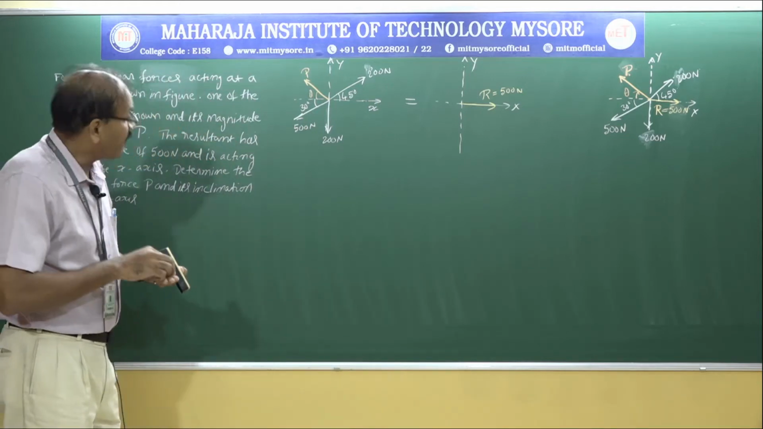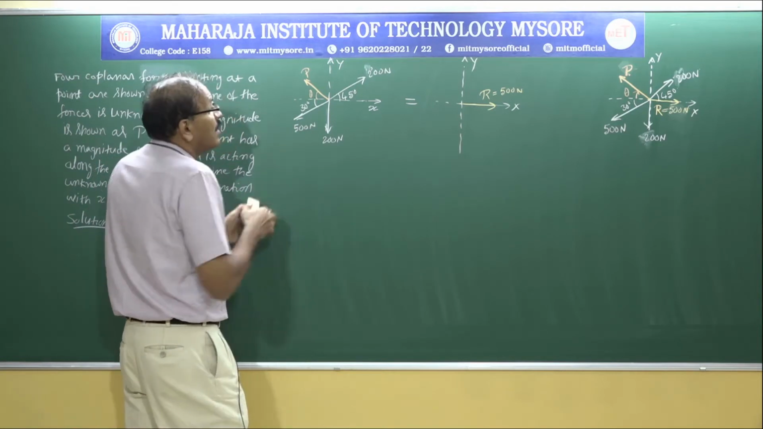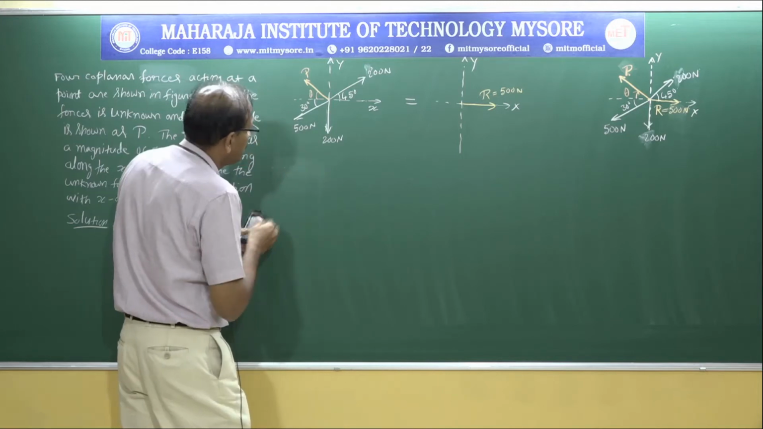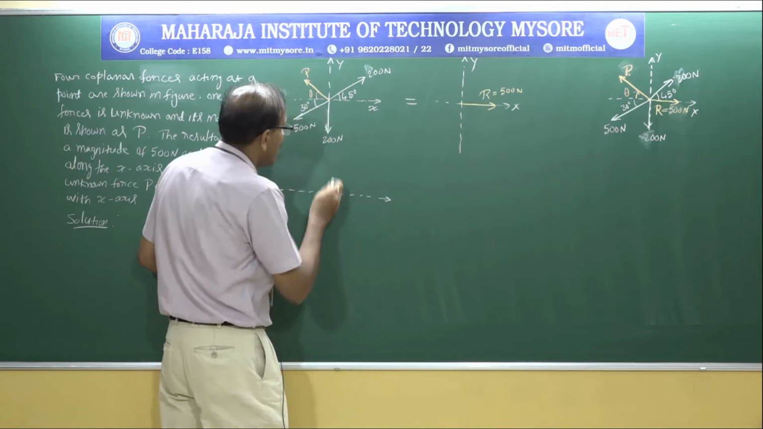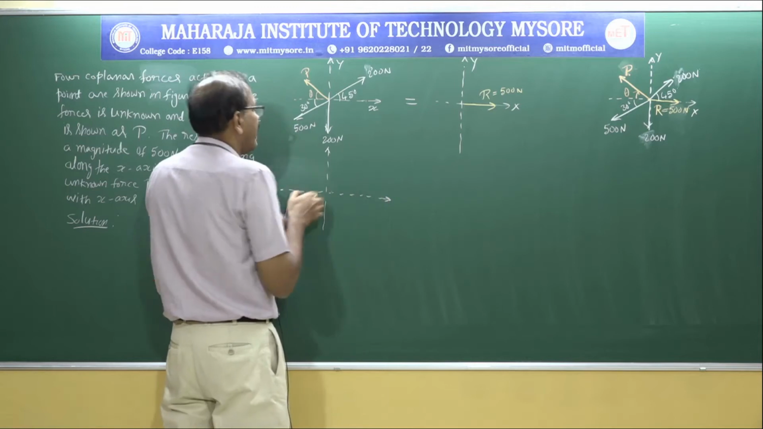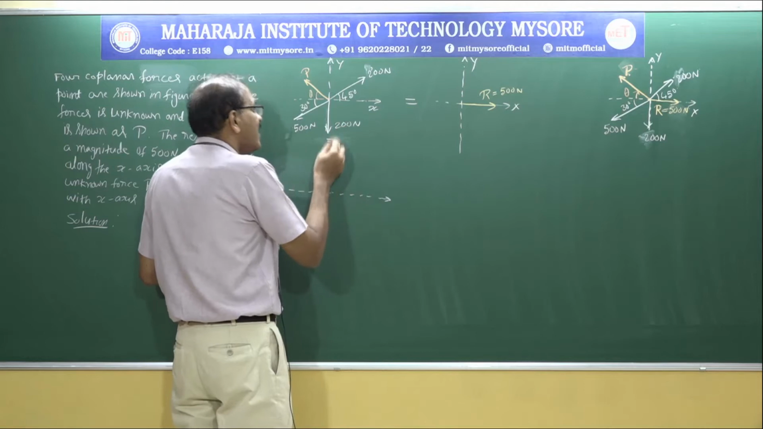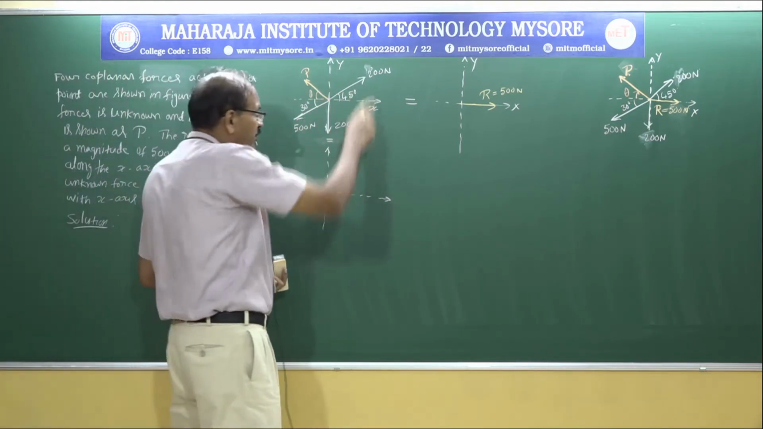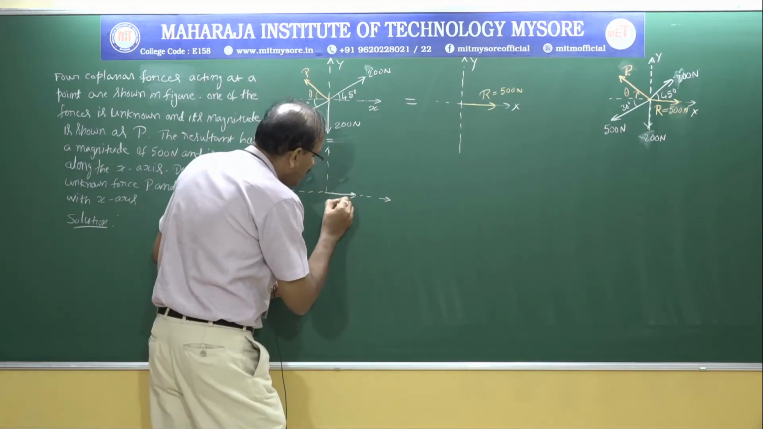So to start with, let us resolve the forces horizontally and vertically. So again here I can equate this to this. So what is the horizontal component of 200 Newton? That is 200 cos 45.